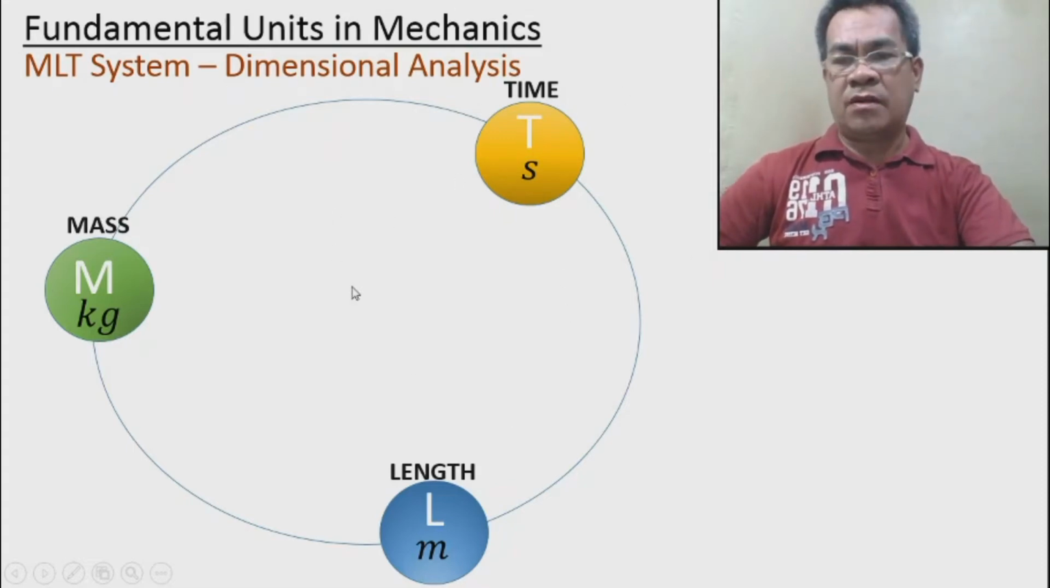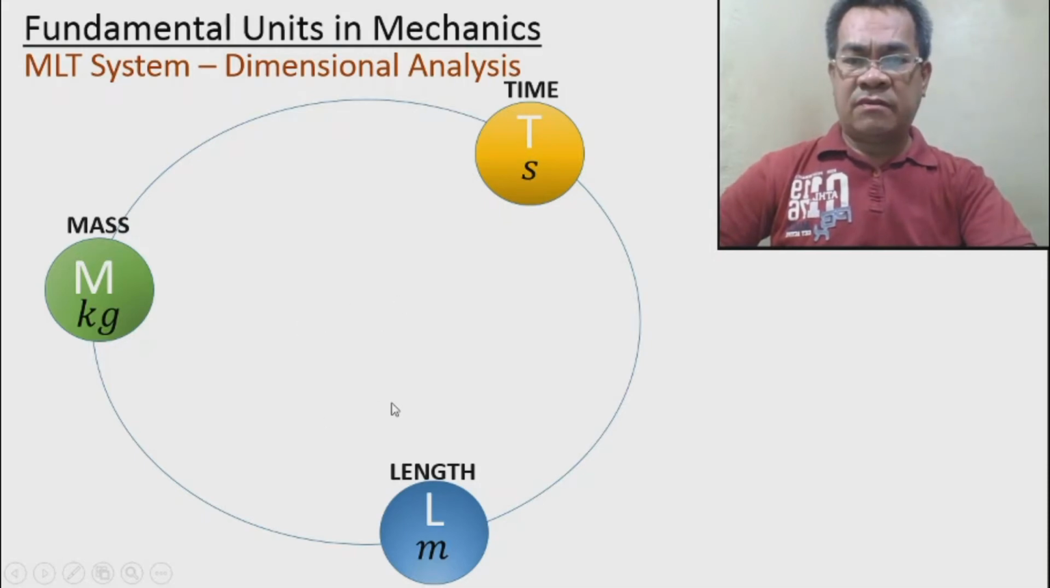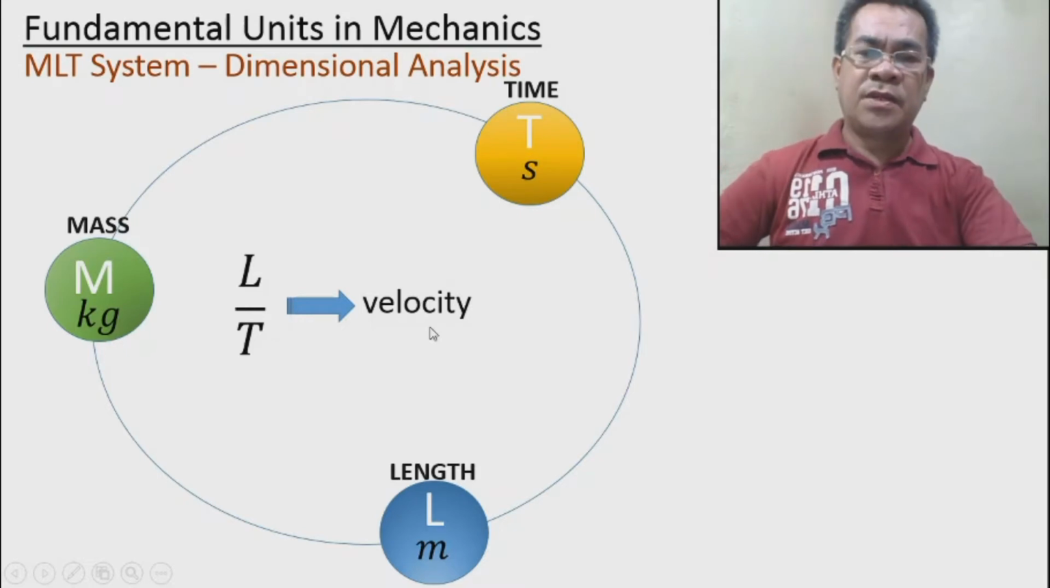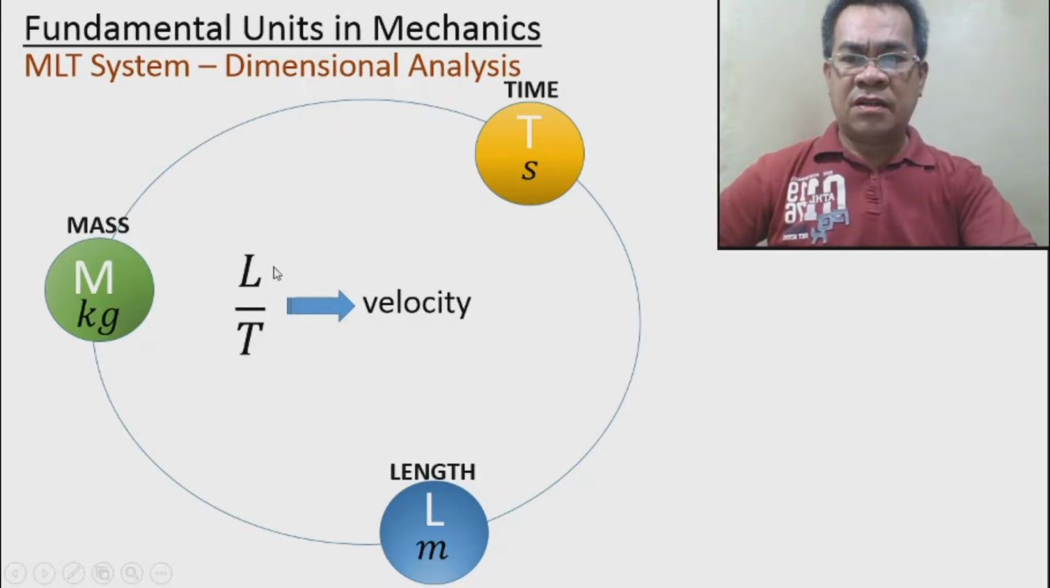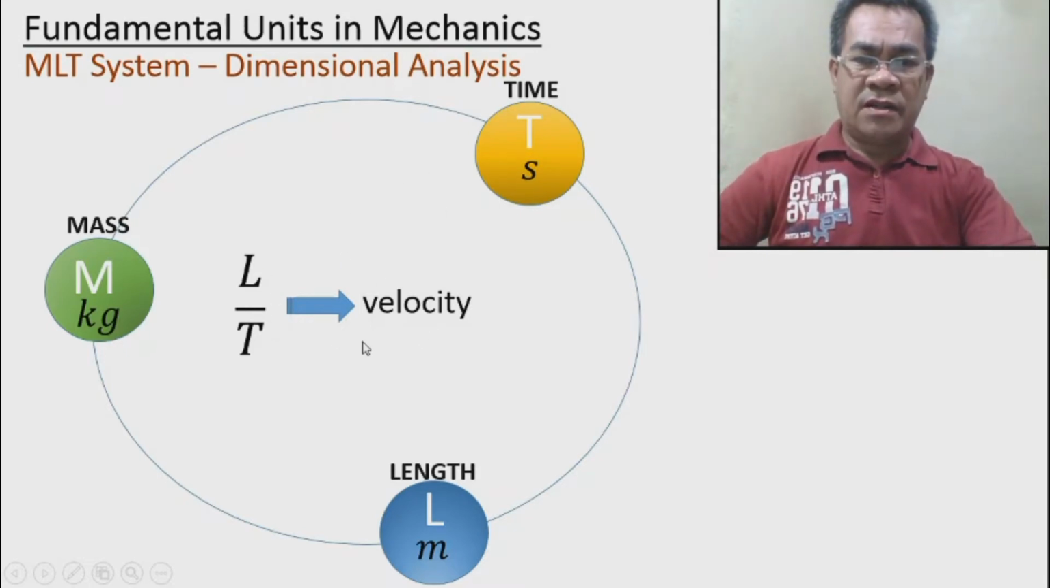So for example, I want to divide the length by time. Length by time is a physical quantity, and take note that the length is meter and this is second, so this physical quantity is velocity. So velocity in dimensional analysis is L over T, and the unit in SI is meter per second.